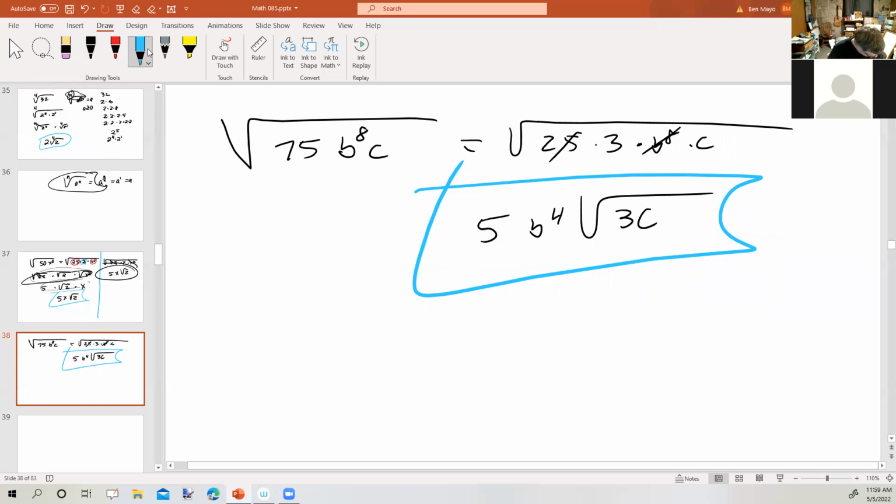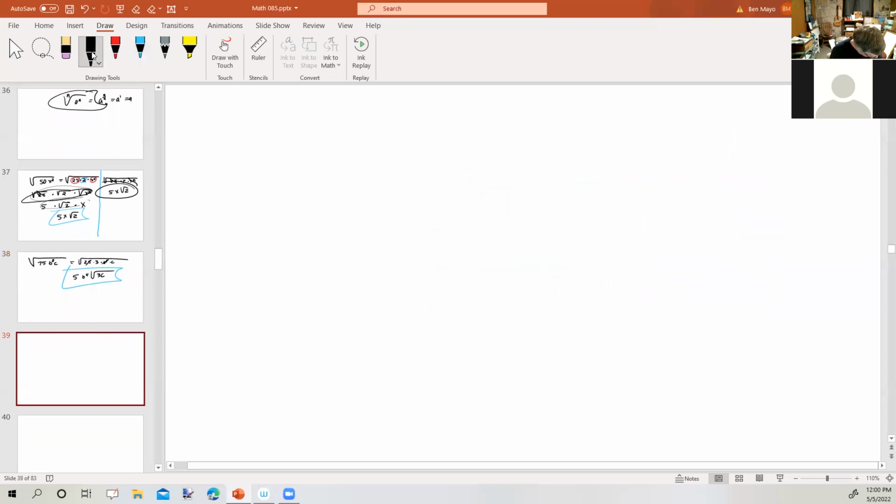Let's see here. Let's take a look at this one. It says simplify each radical expression. All variables represent positive real numbers. The square root of 363.